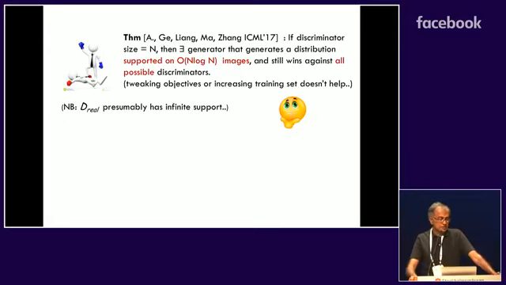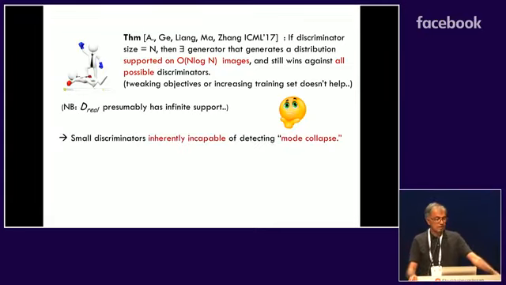So presumably the real distribution has infinite support, right? Like all possible combinations of scene elements, lighting, angles, etc. It's really infinite support. And so what this result is saying is that small discriminators are inherently incapable of detecting mode collapse. Okay?